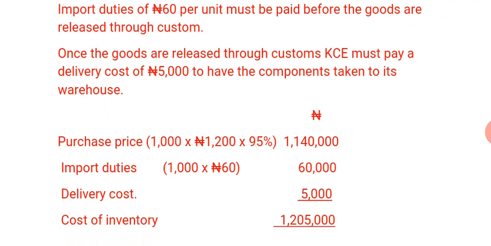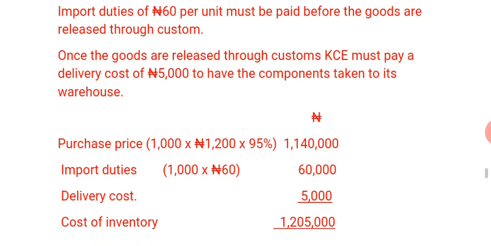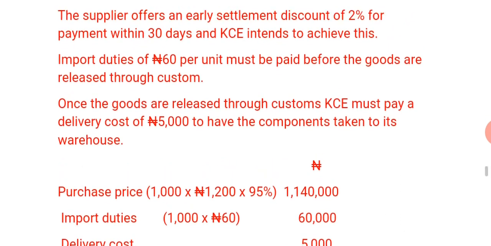Import duties, we have 1,000 units again times 60 naira per unit. Remember, import duties is part of our cost. We have 60,000. Then the delivery cost, 5,000 naira. So we have the total of 1,205,000 naira. Whatever currency you use, currency is not a problem here.